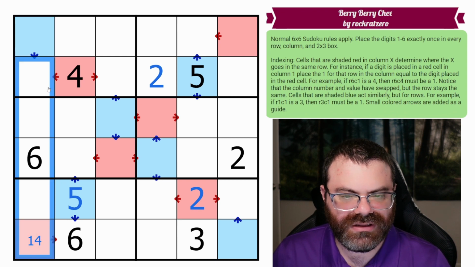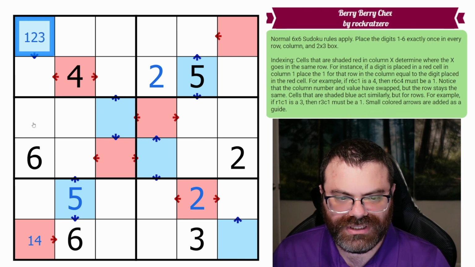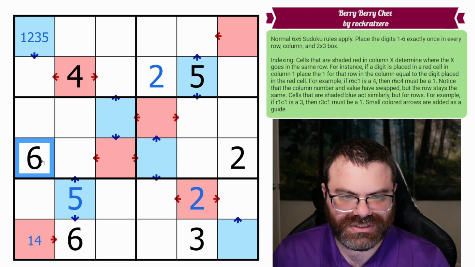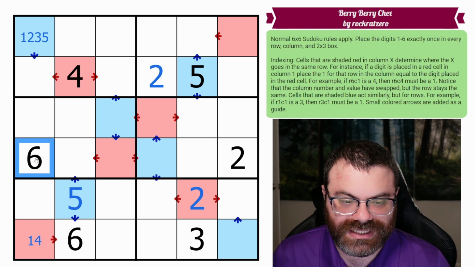This places the 1 in the column. I think that's pretty open, but it could be a 1, it could be a 2, it could be a 3, it can't be a 4, it could be a 5, and it can't be a 6. Well, so that actually tells us something. It can't be a 6.